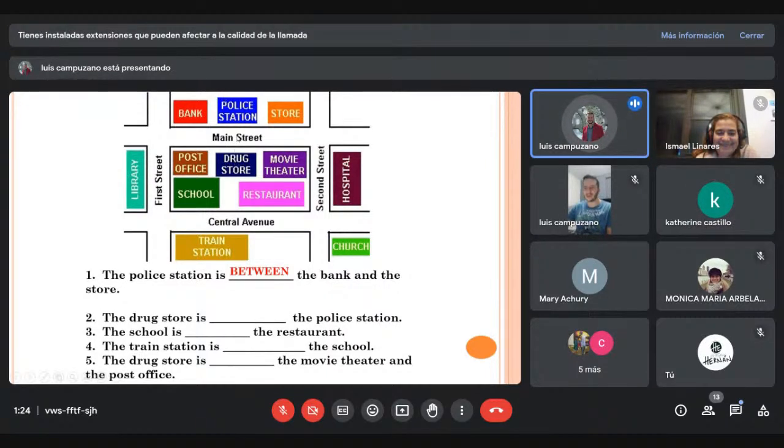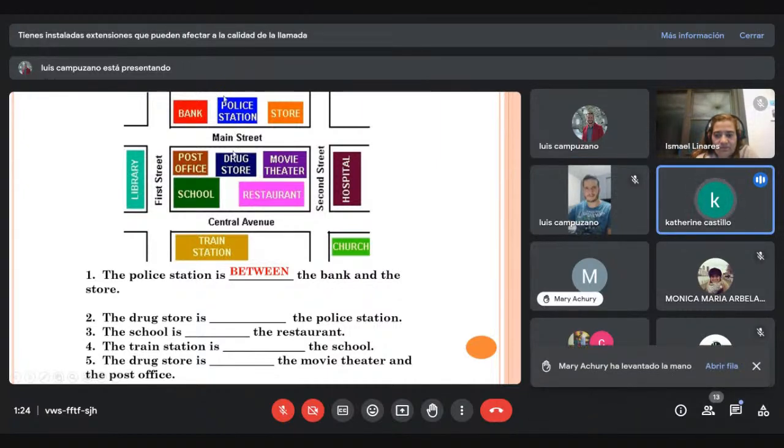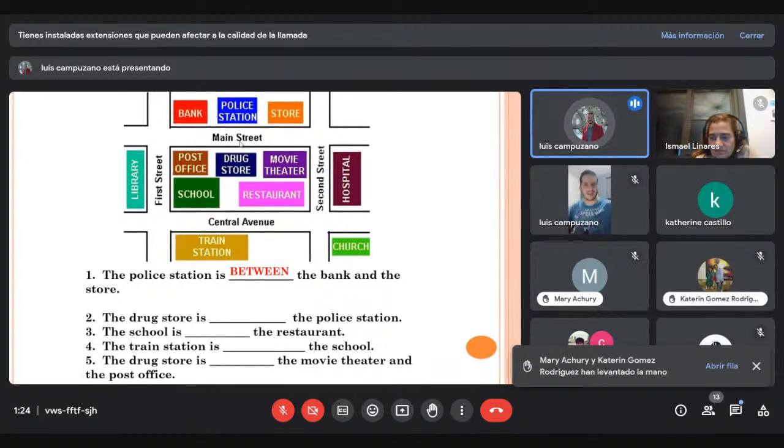So, Catherine, tell me, where's the drugstore in relation to the police station? The drugstore on front of. In front of, okay, that's a possibility. Mari, you want to try?